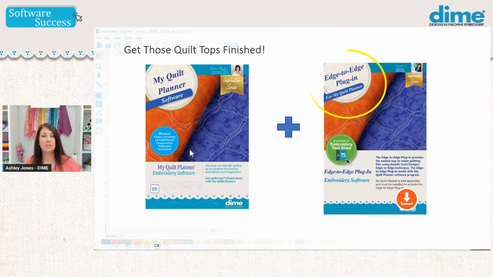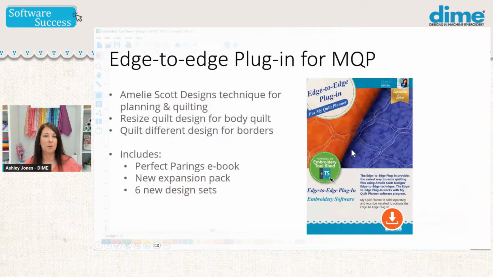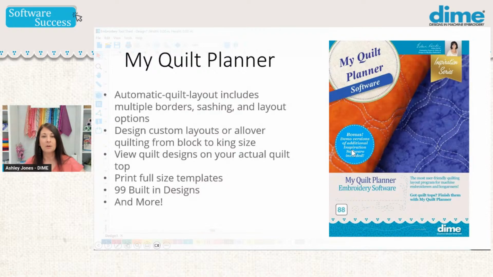Now, the Edge to Edge plugin, again, looks the same as Planner, but it is a separate purchase, and it is required that you own My Quilt Planner. My Quilt Planner is a program that Dime created years ago for planning your quilting layout if you wanted to quilt your quilt with your embroidery machine. It takes the math out of the process, and it resizes the designs perfectly to fit your quilt. So this function is perfect for doing all of your edge to edge designing.